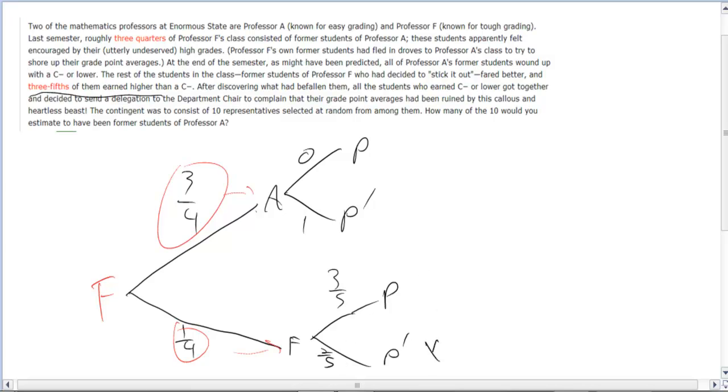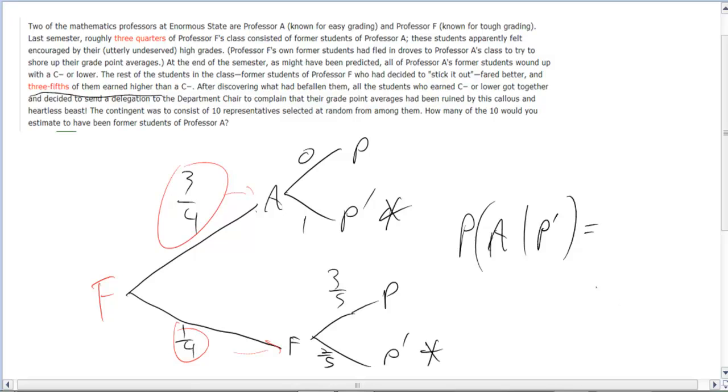So now we're going to gather up all the students who did not pass the class, and they're going to go complain. So we ask, what's the probability, picking a student out of this group, given that you know it's a C minus student, so knowing that they did not pass, that they came through Professor A's classroom?